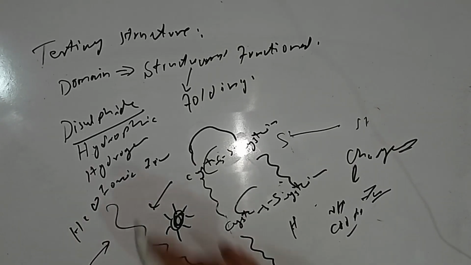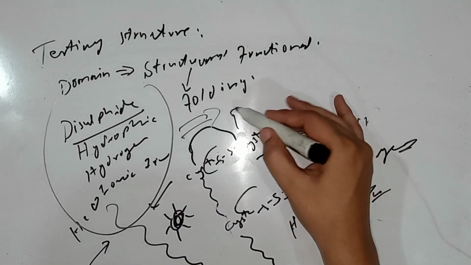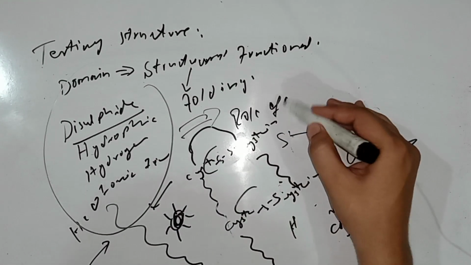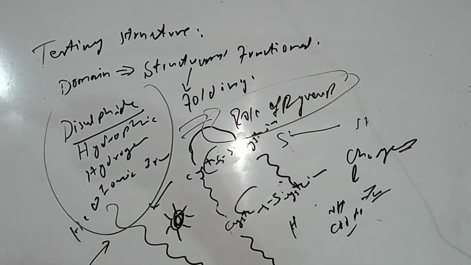So these linkages are basically asked in the question as: describe the role of R group in the structure of protein, determining the structure of protein. So what is the role of R group?